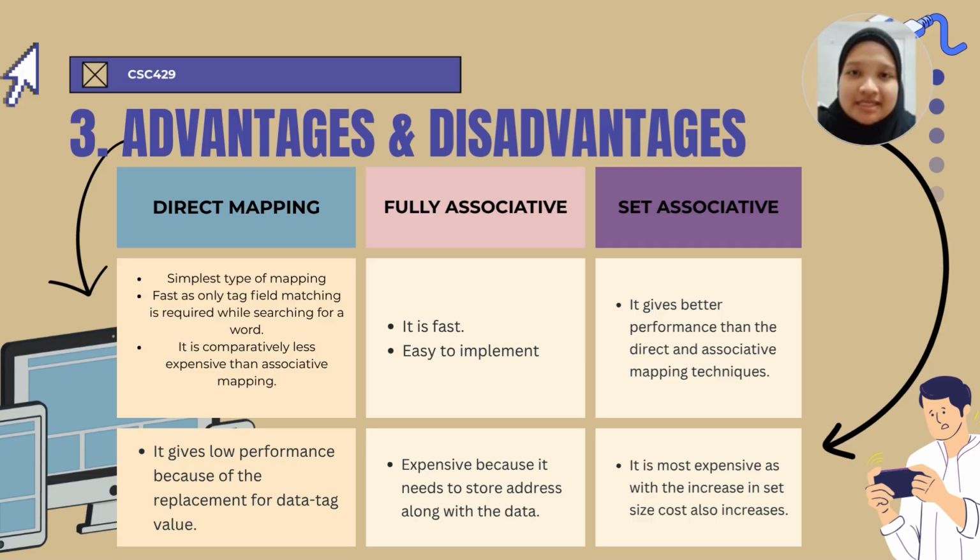Firstly, direct mapping. It's the easiest and cheapest type. It's also quite fast because it only checks one place, but the problem is it can have low performance because data can get replaced easily when many blocks compete for the same spot.